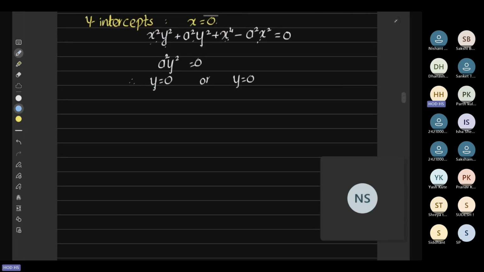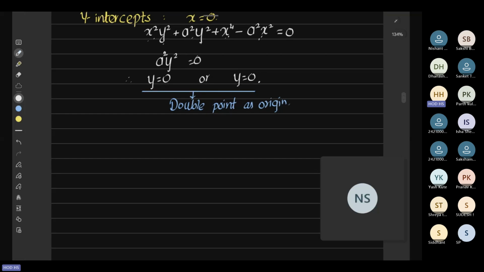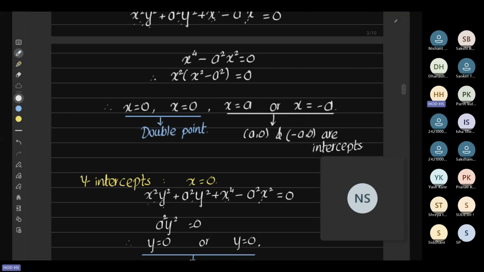So repeated values, and these values are actually corresponding to double point as origin. So origin was the double point. So x is equal to 0, y is equal to 0, x is equal to 0, y is equal to 0. So that's why we got double values for y. So this is also confirming that our origin was a double point. But we did not get any new information in y direction. So only x-intercepts exist as new intercepts, and they are (a, 0) and (minus a, 0).